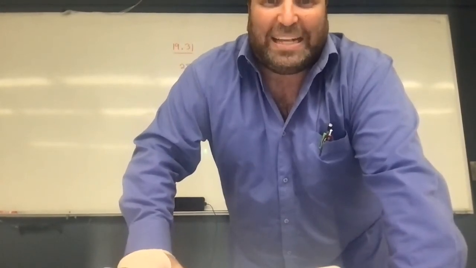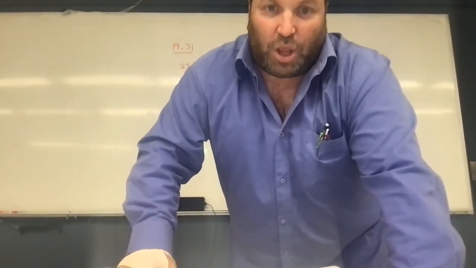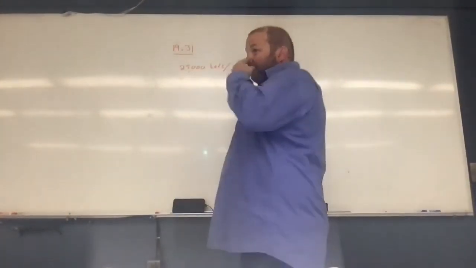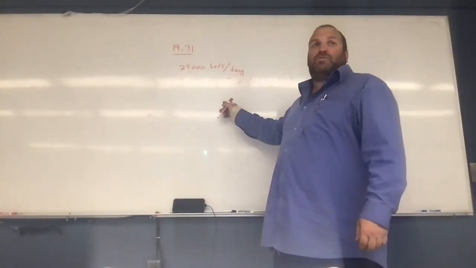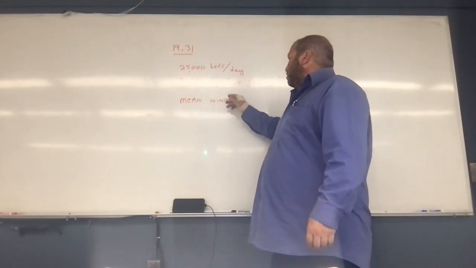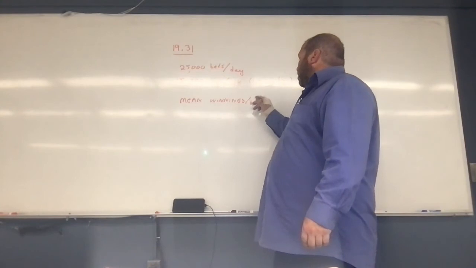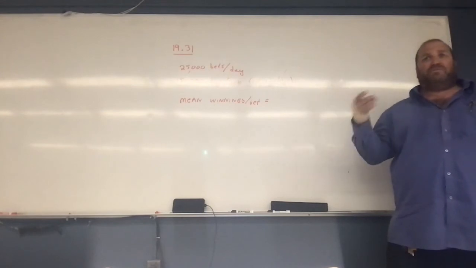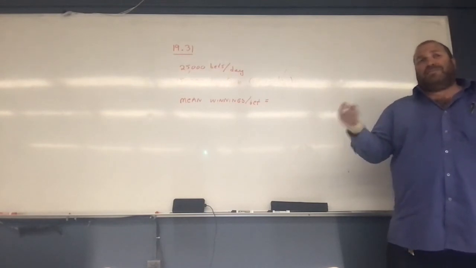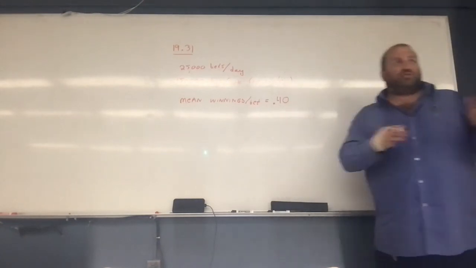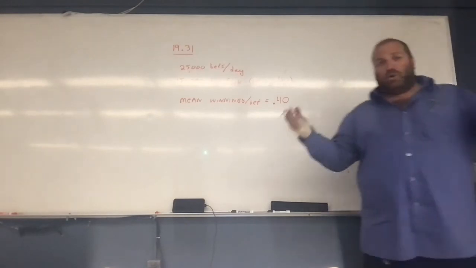So Casper's mean winnings per bet was 40 cents. 40 cents. So the mean winnings per bet. I'm writing what these things are because I don't know yet what variables to assign. I'm not even sure what the question is yet. So everything that I write down, I am describing verbally what they are, so I know how to use them.